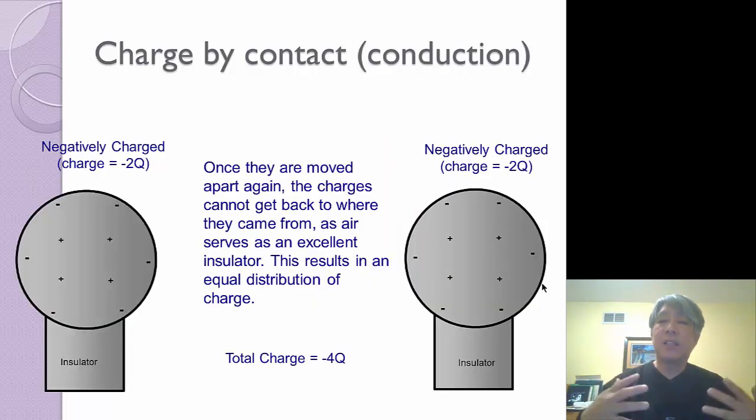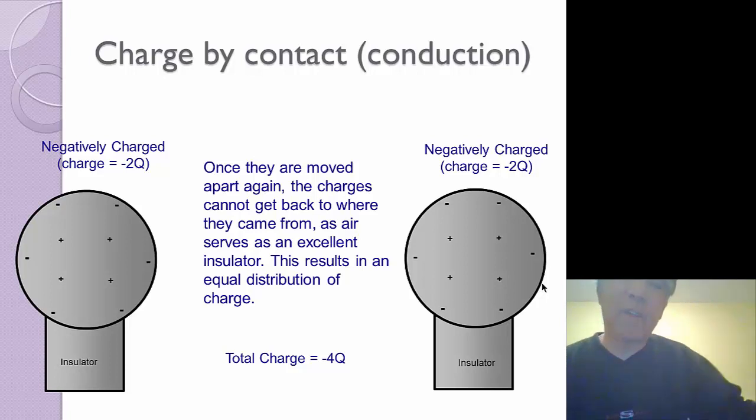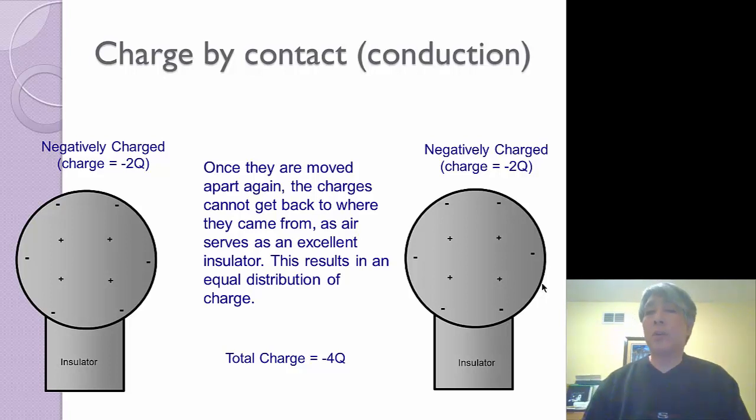So then when I separate the two objects, those charges can't get back to where they were. Instead, that total charge of minus 4q gets evenly distributed between these two. So I have minus 2q on the left object and minus 2q on the right object. And they really can't come back together unless something else changes.